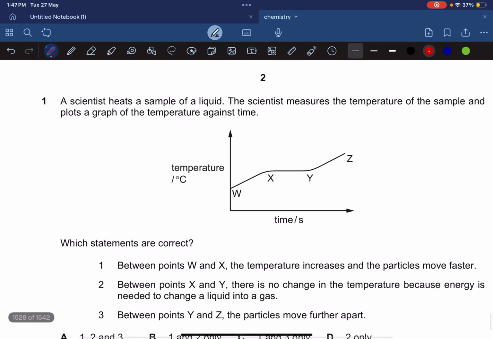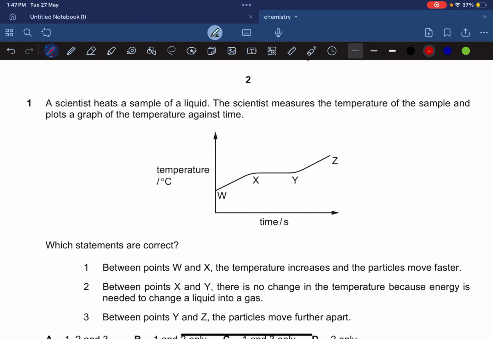Okay, the first question says that a scientist heats a sample of a liquid. Okay, we have a liquid and we are heating it. The scientist measures the temperature of the sample and plots a graph of temperature against time. Okay, we have temperature on our y-axis, we have time on our x-axis. What's happening is over here, W, this substance is a liquid. And now we're heating a liquid, so the temperature is increasing.